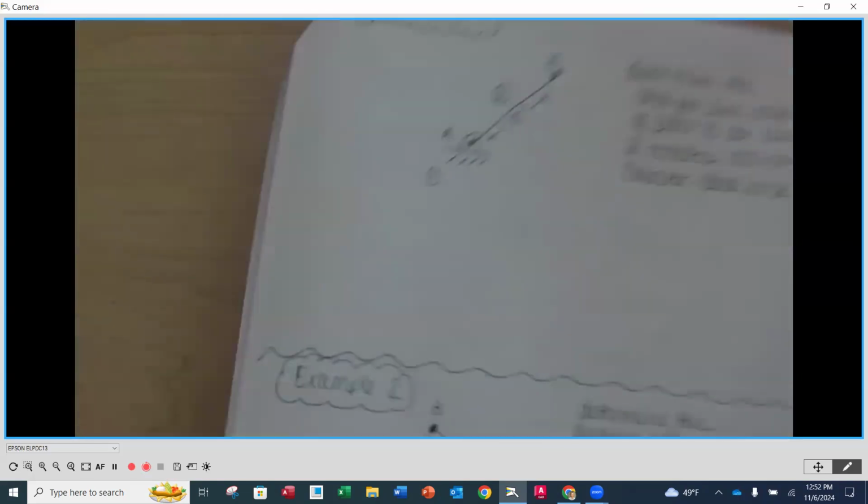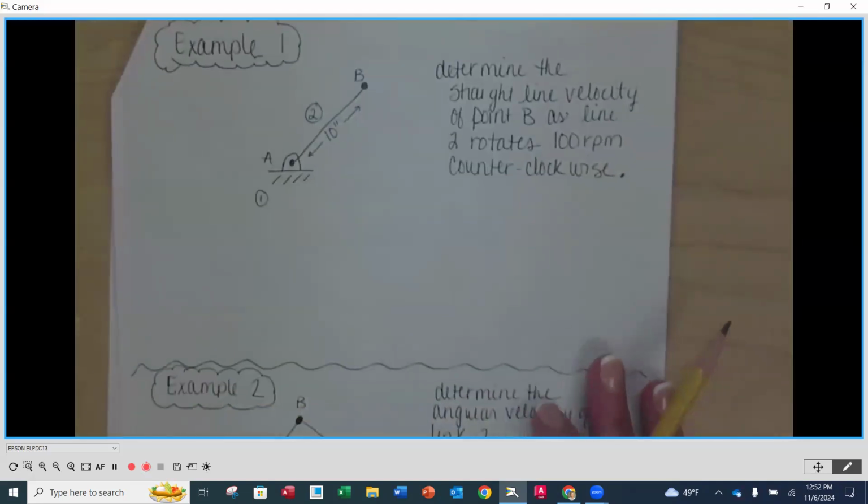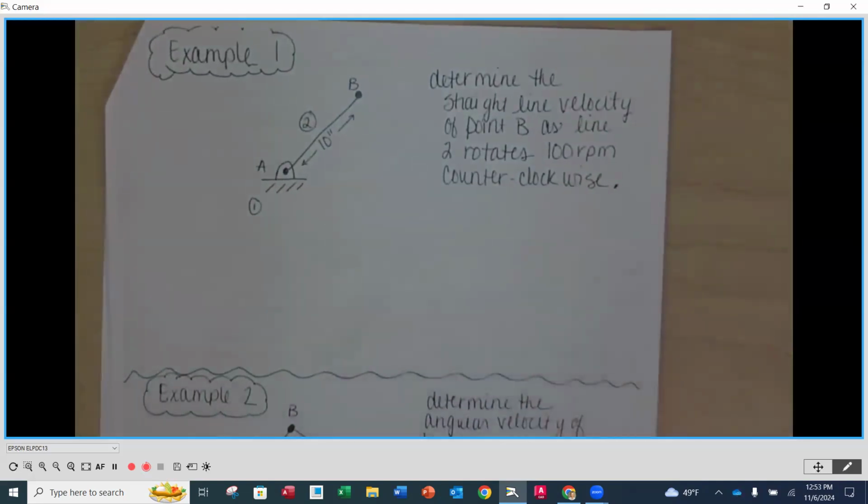Okay. Look at that. We get to do our first example. So example number 1 on the following page here. Again, we're going to be filling this in. You're going to be handing this in as a part of your practice problems. Example number 1 says, we want to determine the straight line velocity at point B as link 2 rotates 100 RPMs counterclockwise.